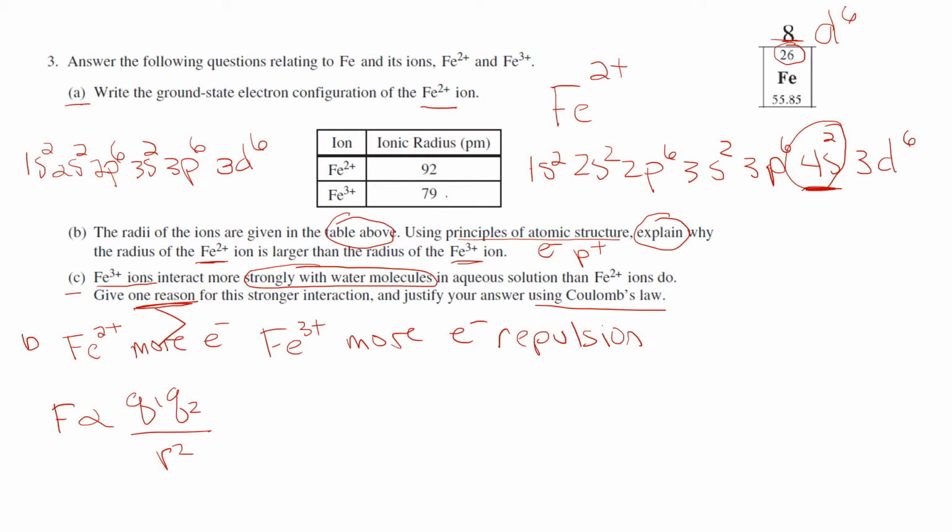You could say, since the 3+ is greater than 2+, and the product of the charges is going to give you a greater force of attraction, you could use that. Or since it's inversely related to the radius, you could say that the Fe 3+ is smaller than the Fe 2+. So your radius is going to be smaller, which means it brings it closer into contact with the water, so that would allow it to be more strongly attracted.